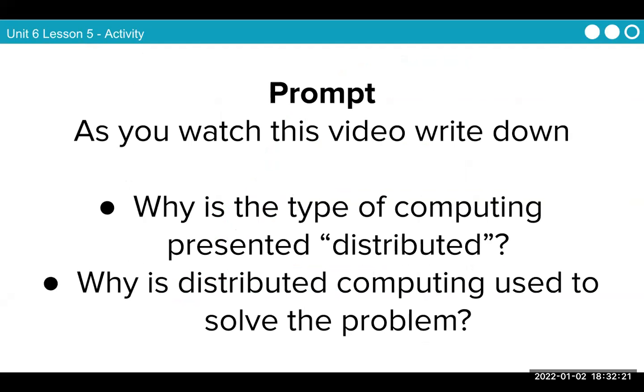As you watch this video, write down what type of computing is presented, and why is distributed computing used to solve problems? This is in Canvas. There is a little question for you. Take a look. It's got today's date on it.